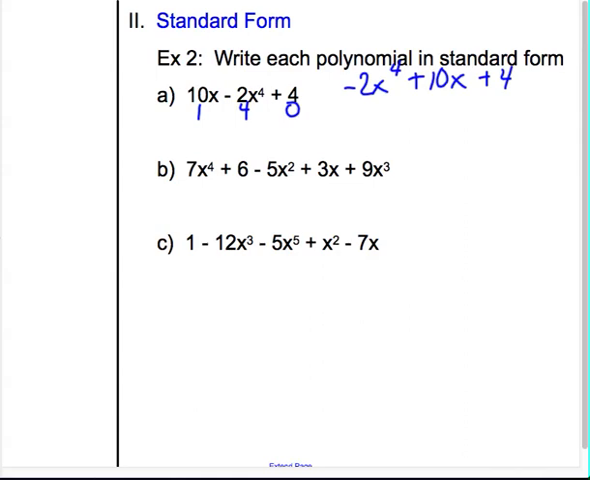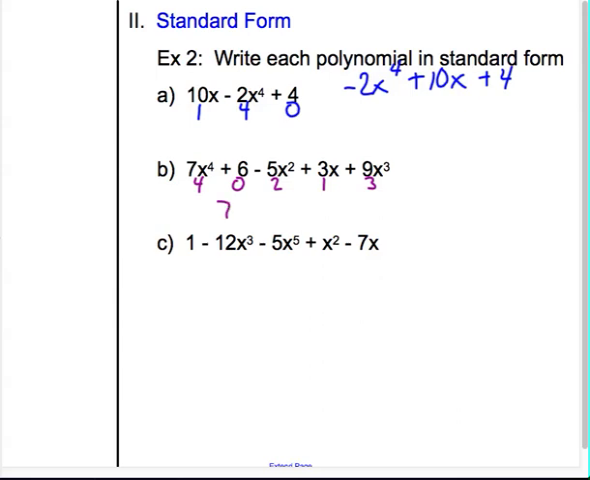Our second example, the first term has a degree of 4. My constant term has a degree of 0. My third term has a degree of 2. My fourth term has a degree of 1. And my last term has a degree of 3. So writing this in standard form, again, looking through at that negative sign, it stays with the 5x squared. So as you rearrange, be careful that the negative stays with the term that it's in front of.